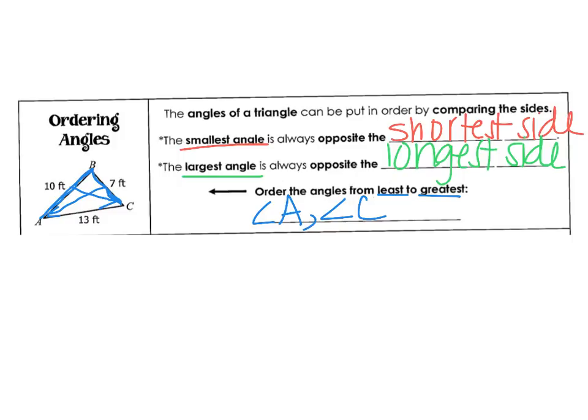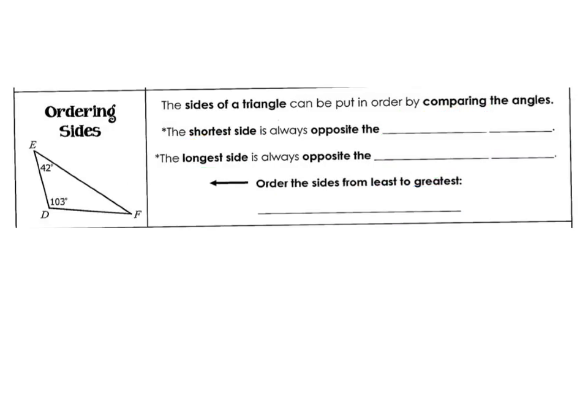And then last but not least, if we were looking for the largest angle, we look for the longest side, and opposite the longest side is angle B. So angle B would be our biggest angle. So we just listed the angles and ordered them from least to greatest, from smallest to largest.